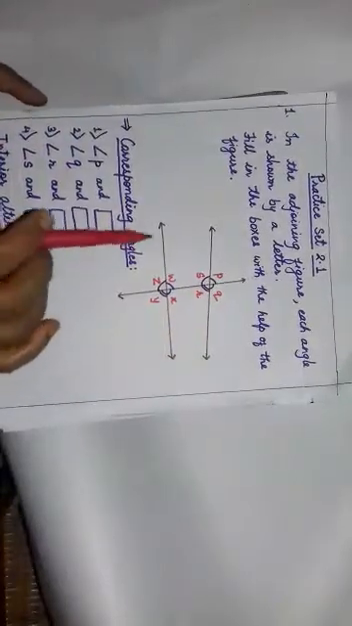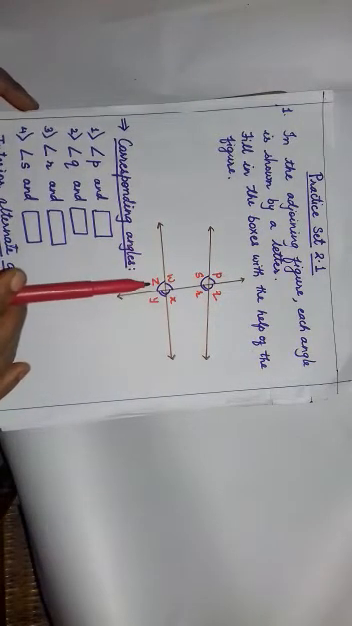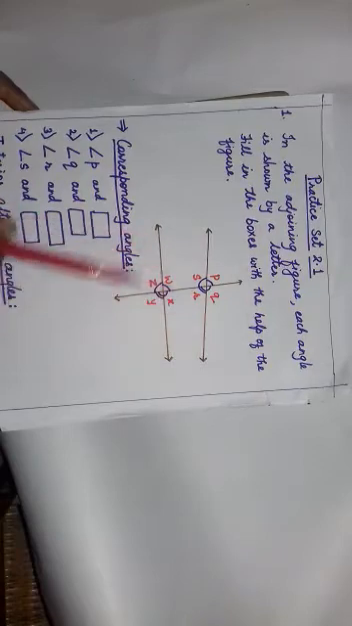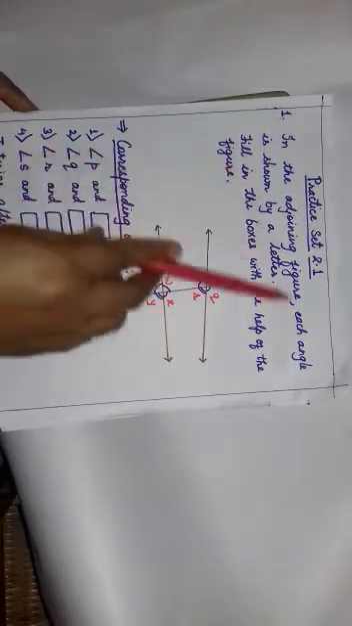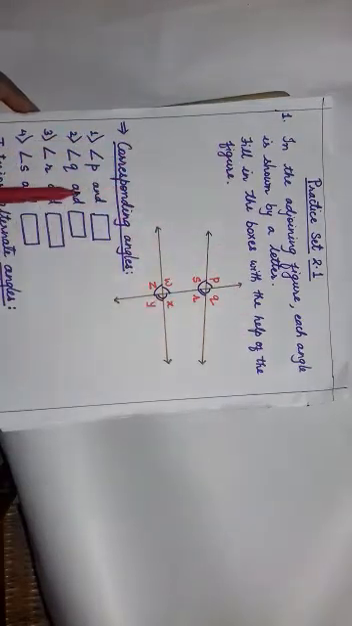So children, we have seen in the last video pair of corresponding angles, pair of alternate angles and pair of interior angles. Now we will start practice set 2.1. Here the figure is already given from your textbook. In the adjoining figure, each angle is shown by a letter. So fill in the boxes with the help of the figure.